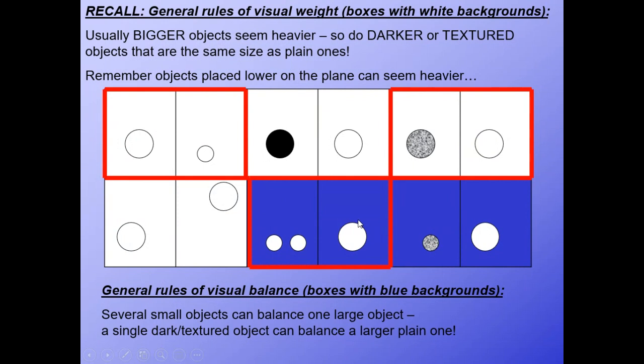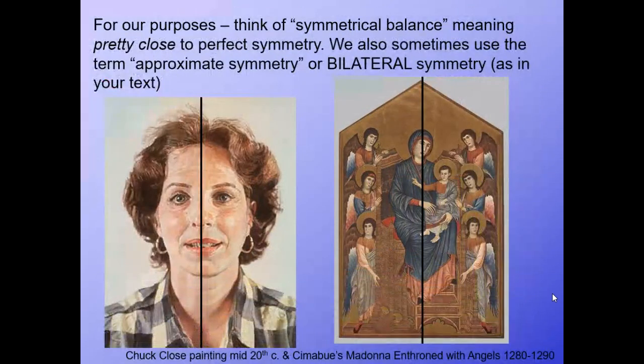But we talked about this concept a lot, the idea of balance, that a couple of small things could balance a large thing, or that one smaller, darker thing could balance a larger one. These are the kind of issues we want to think about with visual weight that help us to create this sense of balance in our artwork.